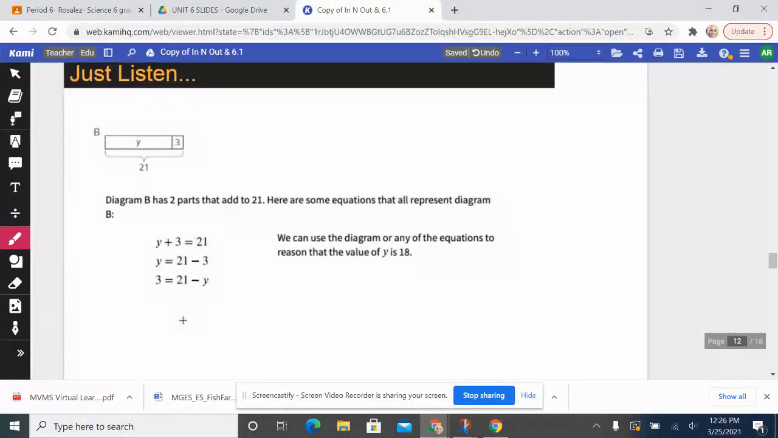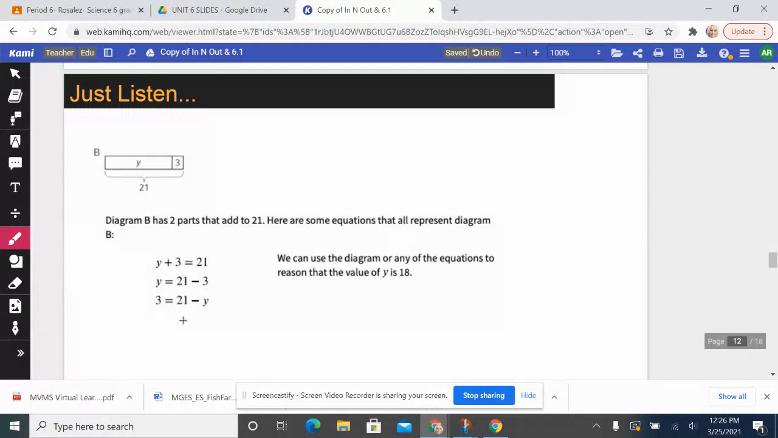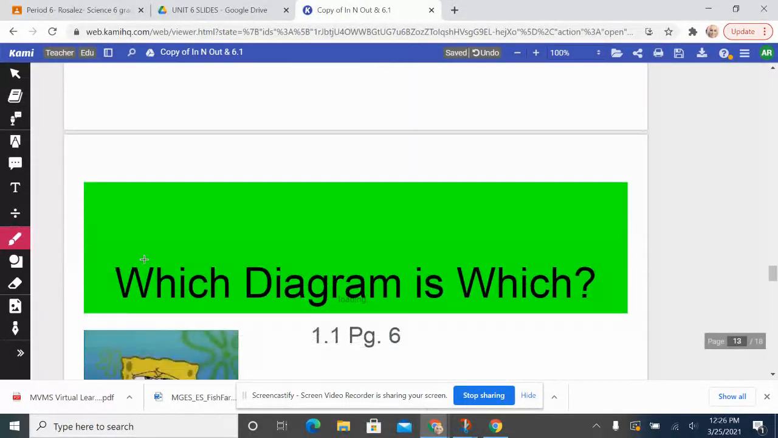And then they have another example for you for B. So diagram B has 2 parts, right? It tells you, well, there's 21 as a total. And one of the parts is 3. And then you would need to figure out, well, what fills in the rest of it, right? So in that situation, it would be 18. So 18 plus 3 makes that 21. Okay, and we're going to practice this right now.